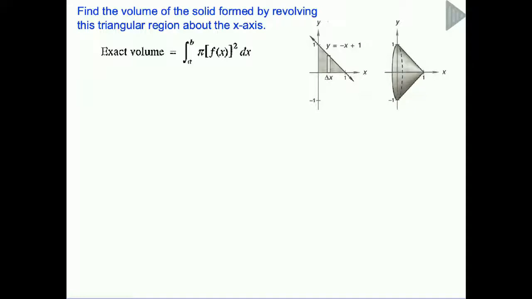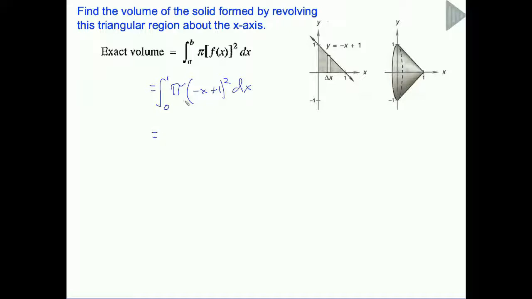So we know that the exact volume is going to be the integral from a to b. Well, in this case, it's from 0 to 1 of pi times the radius squared. Well, our radius is the value of the function, so our function here is negative x plus 1, so negative x plus 1 squared, dx.